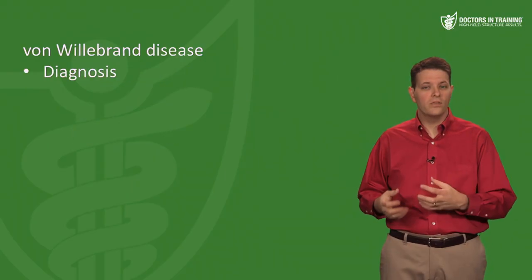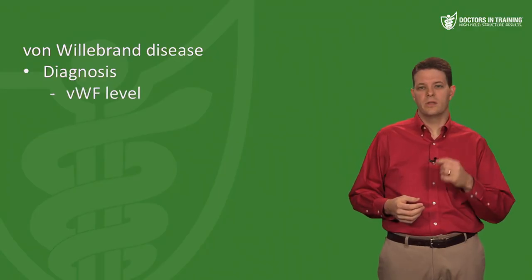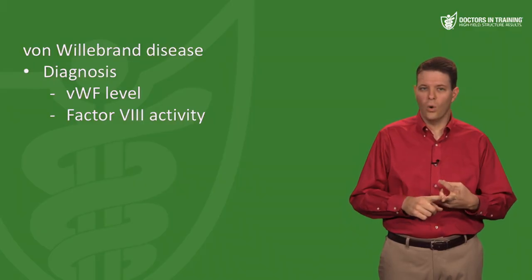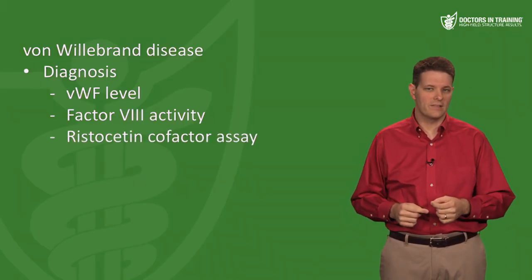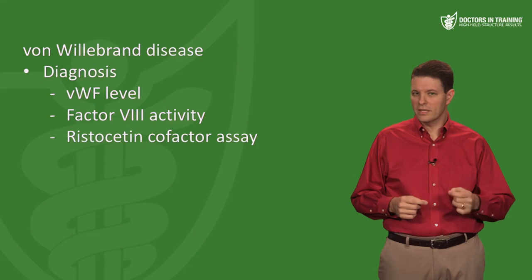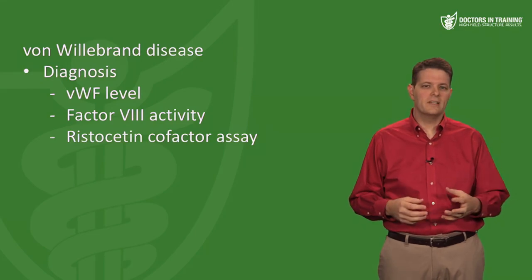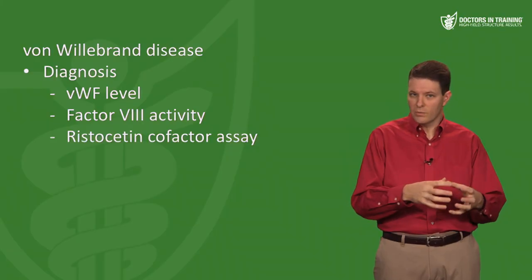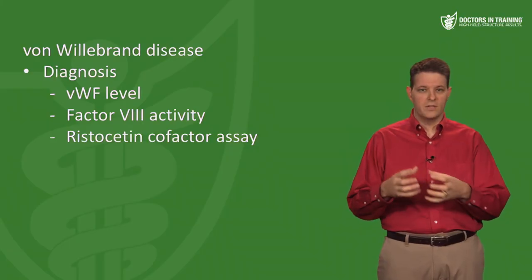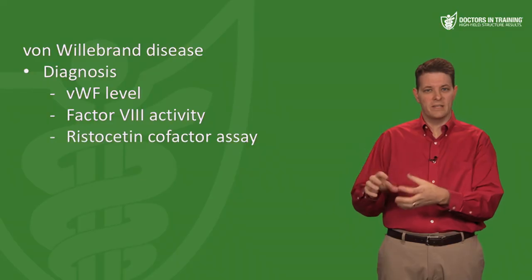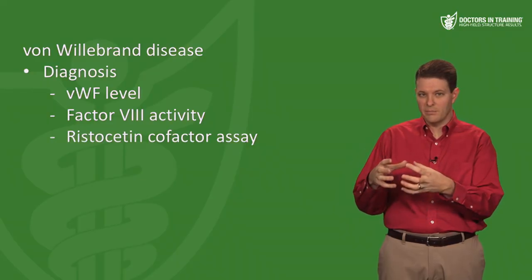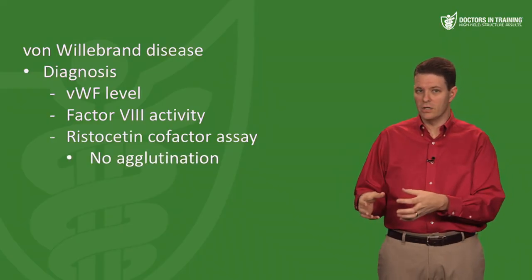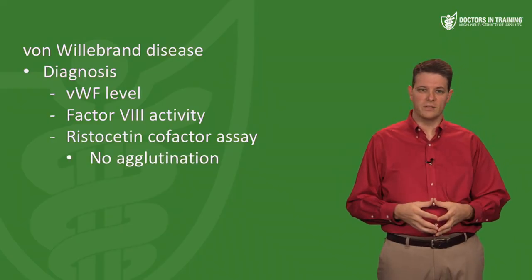Now, to diagnose von Willebrand disease, you can measure the von Willebrand factor level, you can measure the factor VIII activity, or you can do a ristocetin cofactor assay. And that's the diagnosis you're most likely to see on step 1. Ristocetin is a substance that causes platelets to agglutinate if von Willebrand factor is present. So if you take the patient's blood and you add ristocetin and the platelets agglutinate, that means the patient's blood does contain von Willebrand factor. But if there's no agglutination, that's positive for von Willebrand disease.